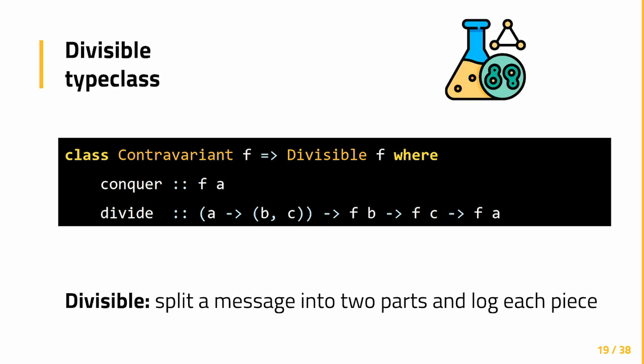The conquer function is a neutral element for the divide operation. In our example, this means that you can always do nothing during your work day, and this still will be a valid working day.